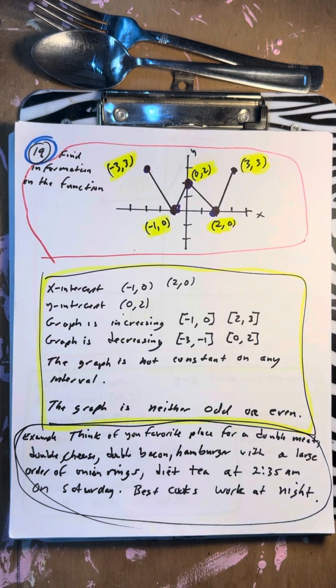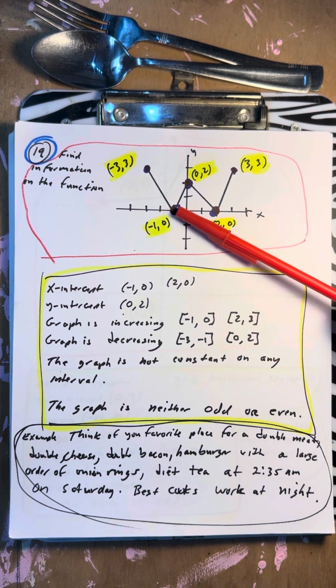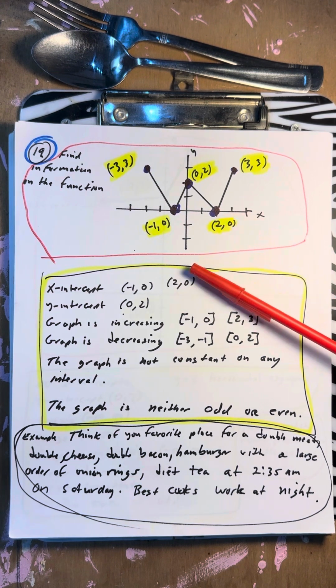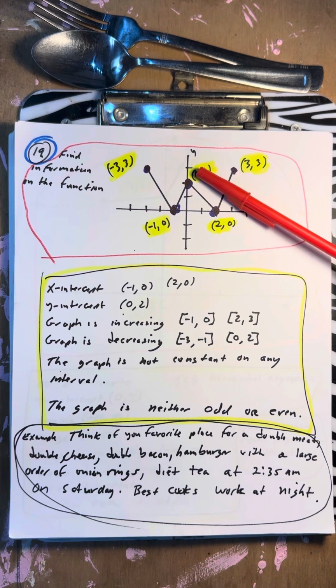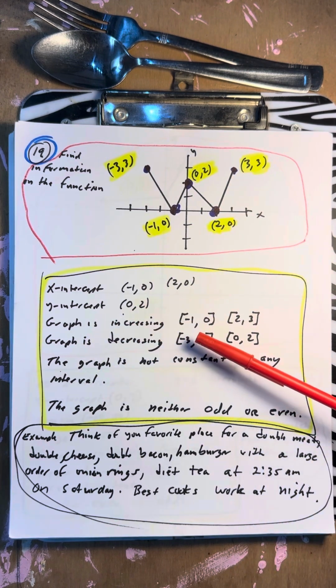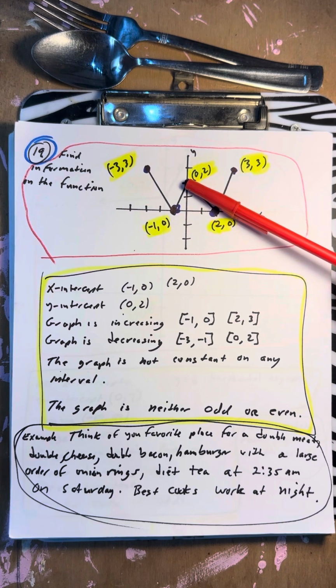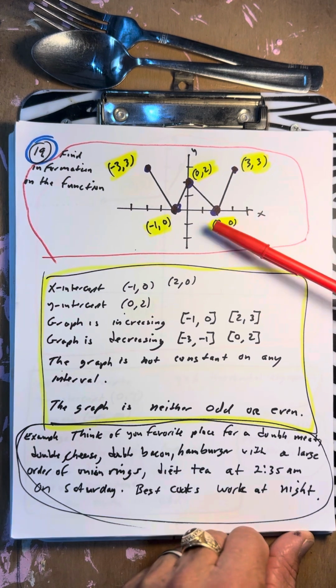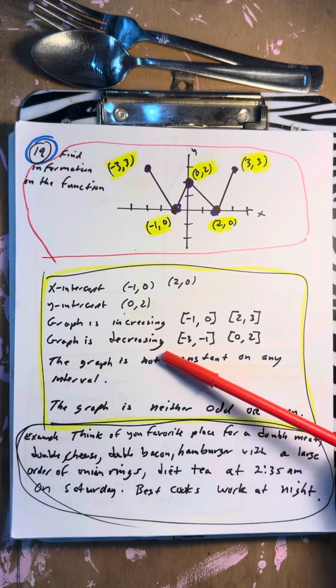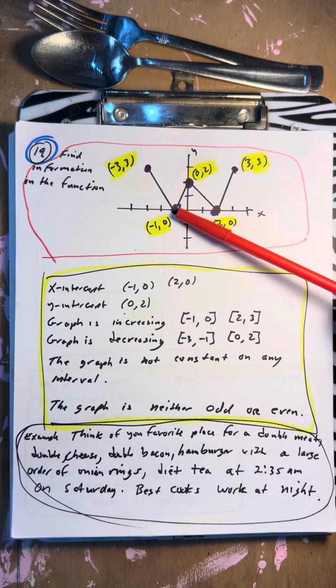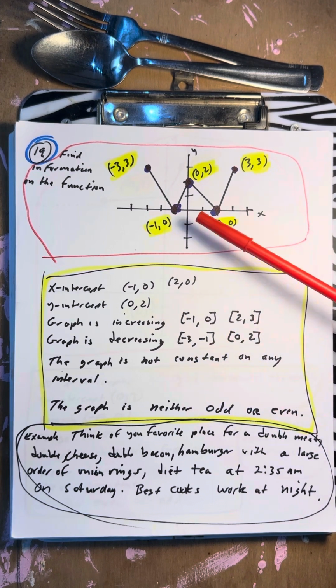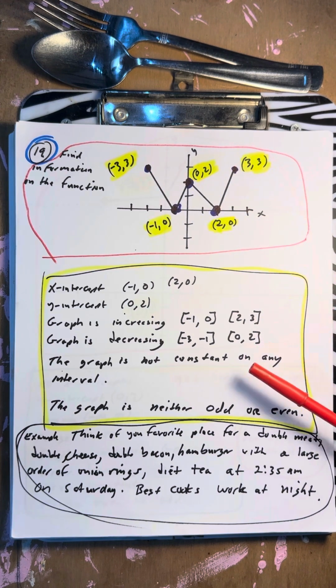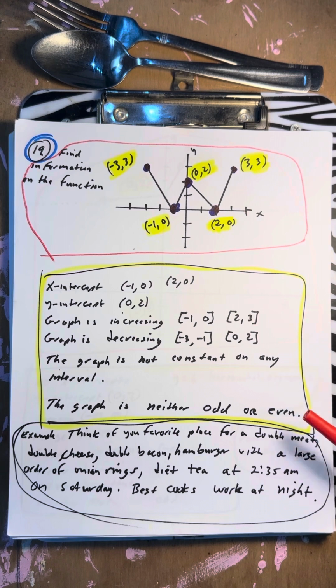All right. Next one. More information. Okay, that's fine. Find the x-intercept right here: negative 1, 0. Find another x-intercept: 2, 0. Y-intercept, what was up here: 0, 2. So now, where is the graph increasing? From negative 1 to 0 it's going up, and from 2 to 3 it's going up. The graph is decreasing where? From negative 3 to negative 1, it's going down, and from 0 to 2, it's also going down. The graph is not constant anywhere. Nope, it's always going up or down. And the graph is neither odd nor even.